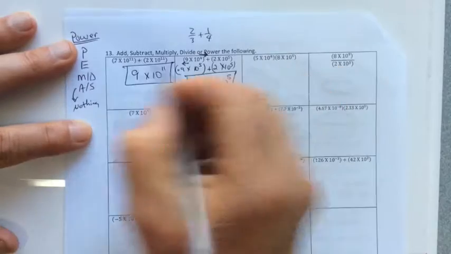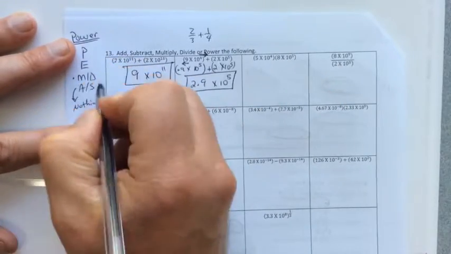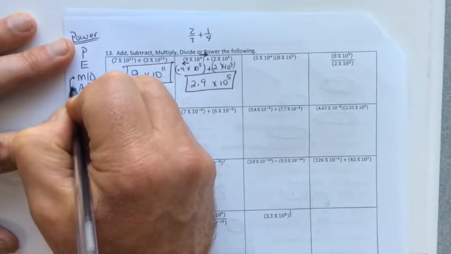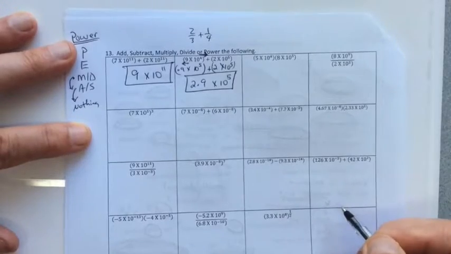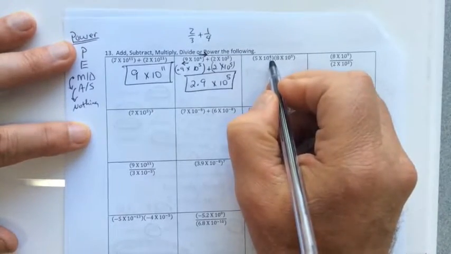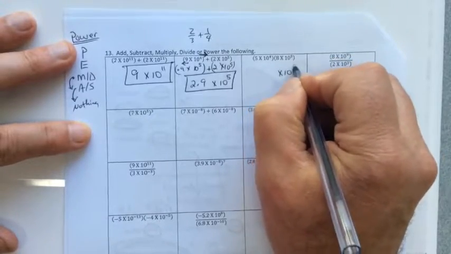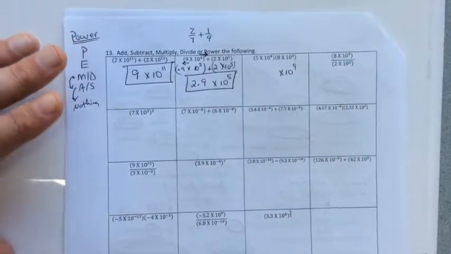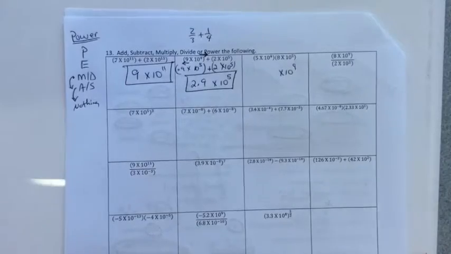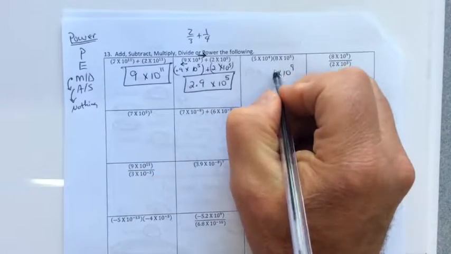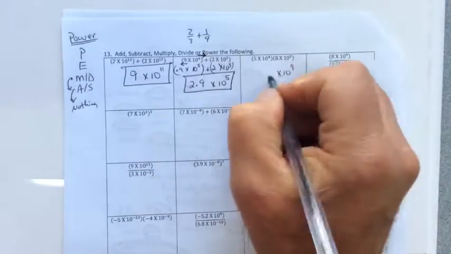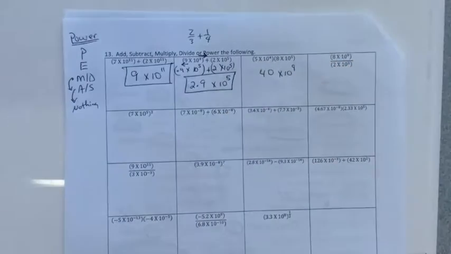Okay, here's a multiplication. So look at multiplication: what are we going to do to the powers? It's one step less. We're going to add the powers. So the powers are 10 to the 4 and 10 to the 5. Well, 4 plus 5 is 9. So I already know it's going to be 10 to the 9. And then you just do the regular things for the numbers. 8 times 5 is 40. So it's 40 times 10 to the 9.